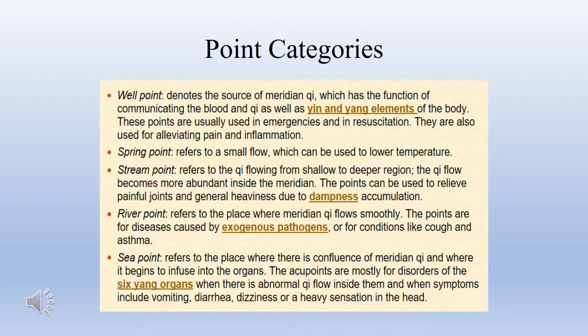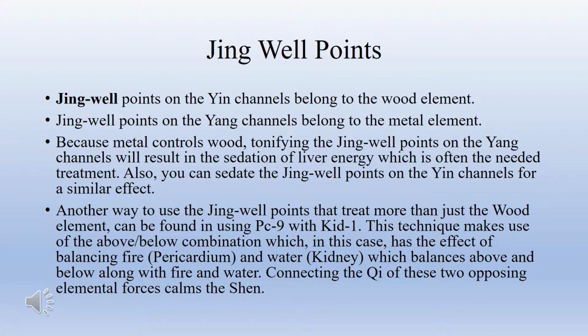The points are for diseases caused by exogenous pathogens or for conditions like cough and asthma. The sea points refer to the place where there is a confluence of meridian qi and where it begins to infuse with the organs. The acupoints are mostly for disorders of the 6 yang organs, when there is abnormal qi flow inside them, when symptoms include vomiting, diarrhea, dizziness, or a heavy sensation in the head.